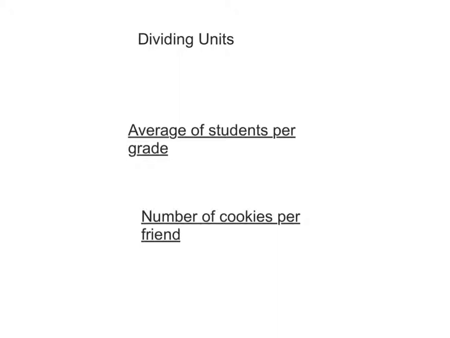The same can be said for if you buy a box of cookies and you want to share it amongst your friends. So if you know that you have a total amount of 20 cookies and you have 5 friends to share it with, then I know that I can use the total amount and divide that by the unit I'm looking for. So I'm going to use 20 cookies divided by 5 friends, which will give me 4 cookies per friend.